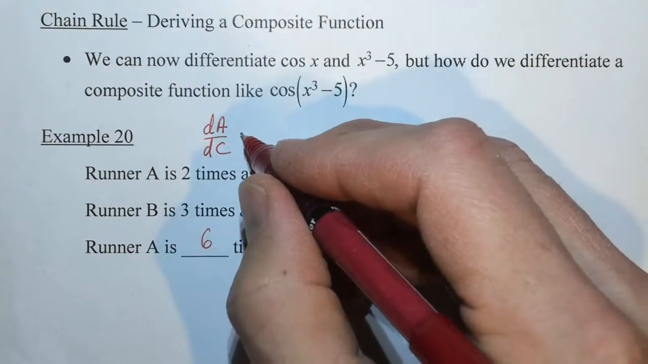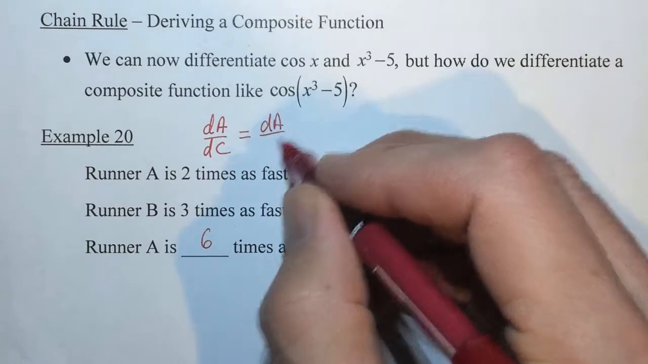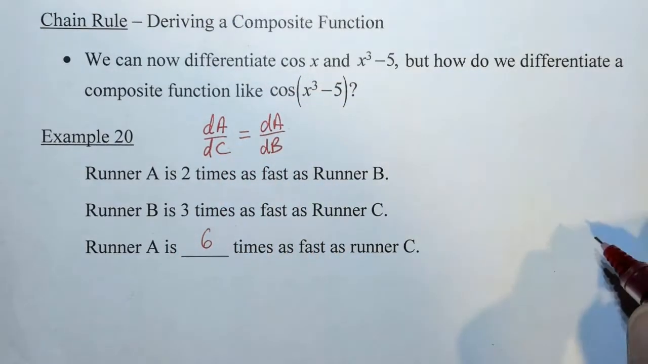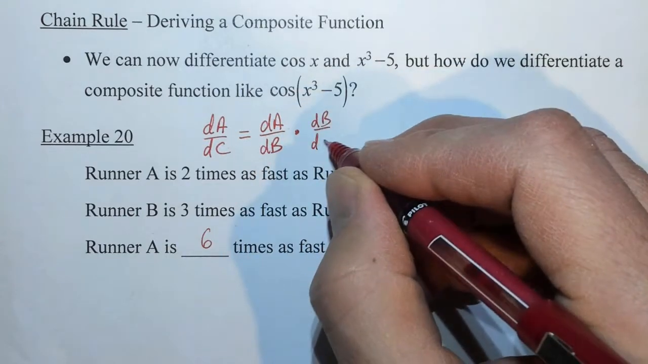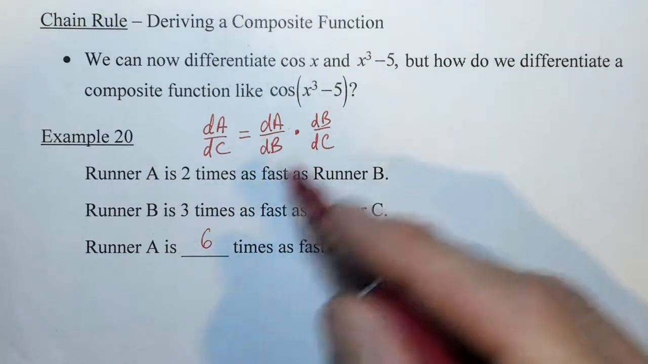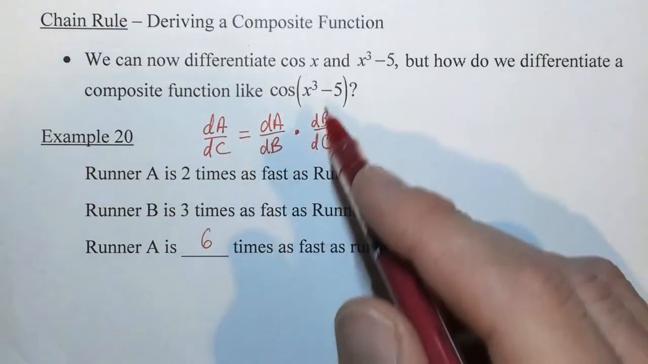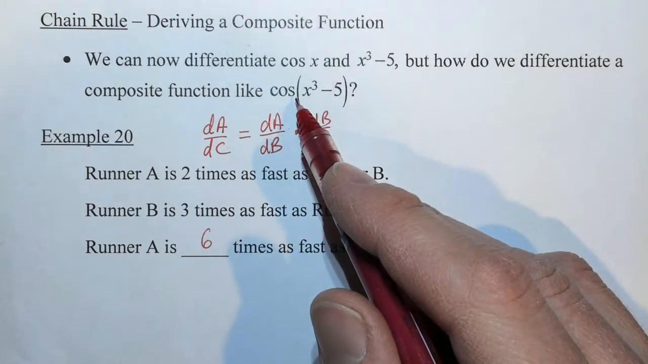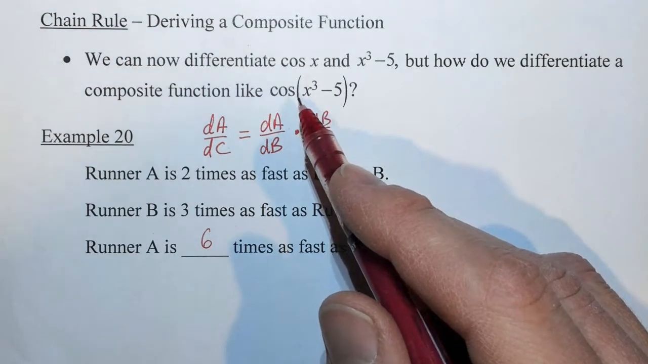That's what we're looking for. We don't know what that is, but we could figure it out by looking at the connection between A and B and multiplying it by the connection between B and C. And doing so allows us to get our overall answer. That's how we're going to treat the chain rule, these composite functions.